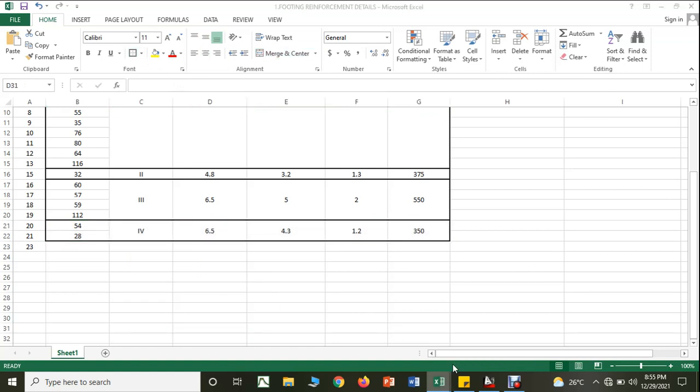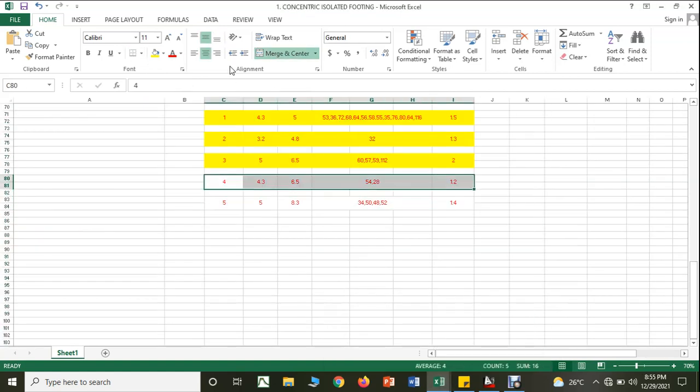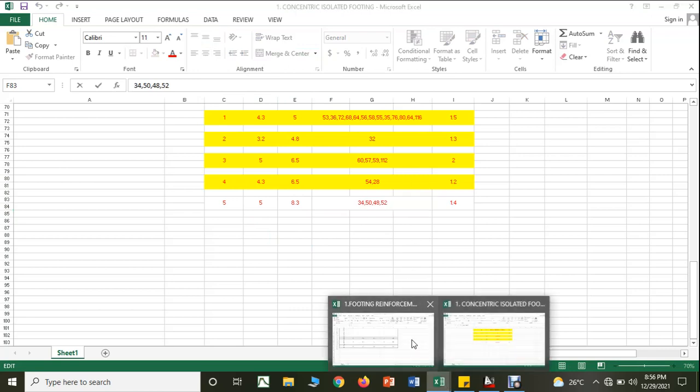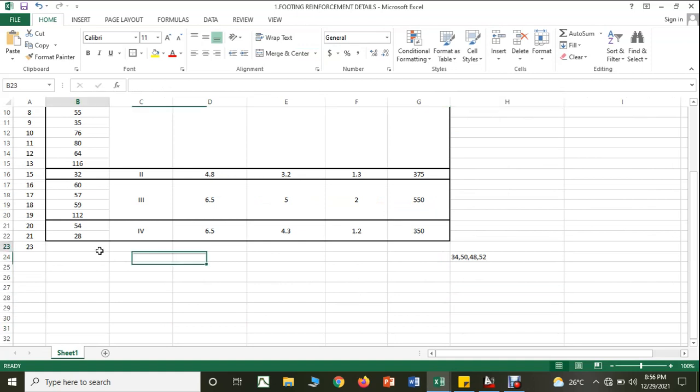Then after that you have the last columns. What are those numbers? 34, 50, 48 and 52. So these are my column numbers, 25, 26, 27. So totally we have 27 columns. So this is my last group, that is the fifth group.